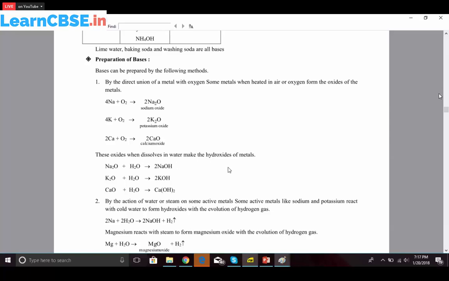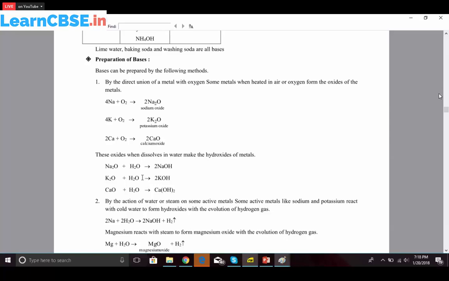Okay, how can we prove that these oxides are bases? Whatever oxide is produced, we dissolve it in water. Na2O, when it dissolves in water, forms NaOH, the hydroxide of the metal. Then K2O, when it dissolves in water, forms KOH. Calcium oxide, when it dissolves in water, produces Ca(OH)2.